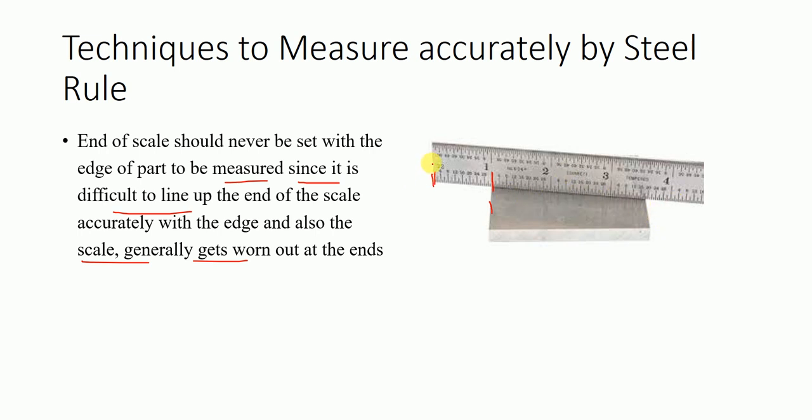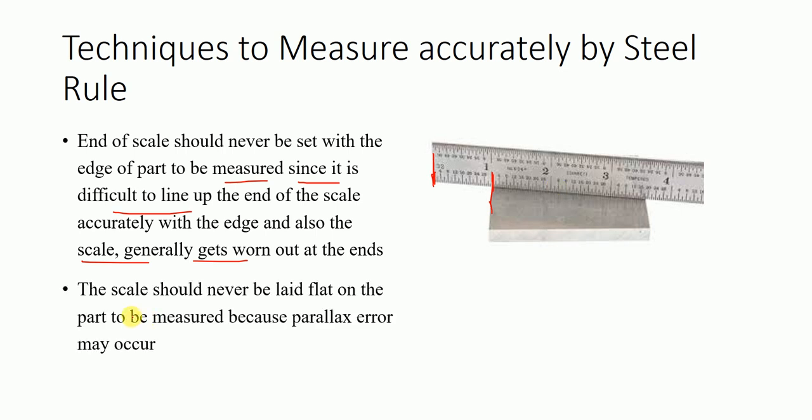So what is the purpose of not using this edge? Because it is not possible to set this end with the surface of the object, and with the passing of time these edges get worn out. So it is advisable to measure the dimensions of the object with the help of the graduations which are in between these two ends of the scale.